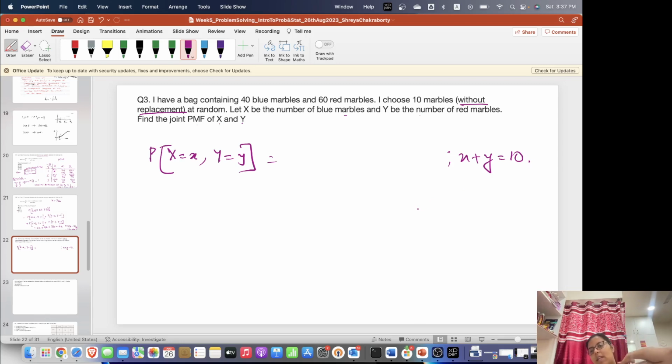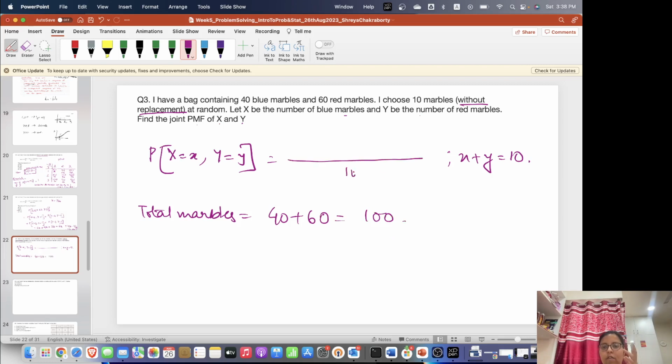Okay, so then the denominator is, we are choosing 10 marbles. So total number of marbles will be 40 plus 60, that is 100. So we are choosing 10 from the 100 without replacement. So the number of ways we can do that is 100C10, because this is without replacement. With replacement we could have done it in how many ways?